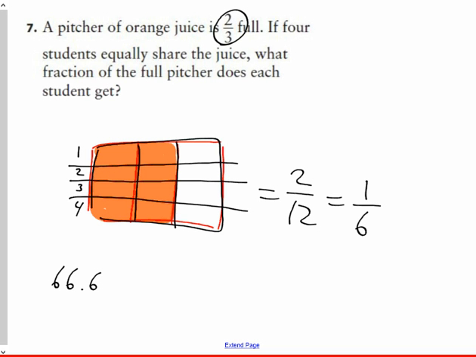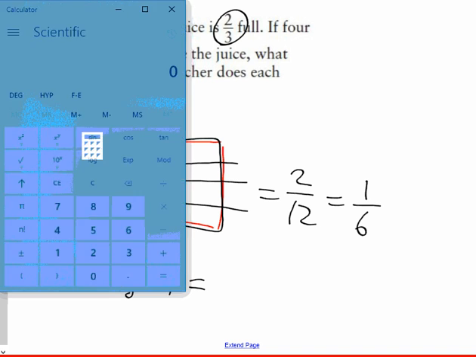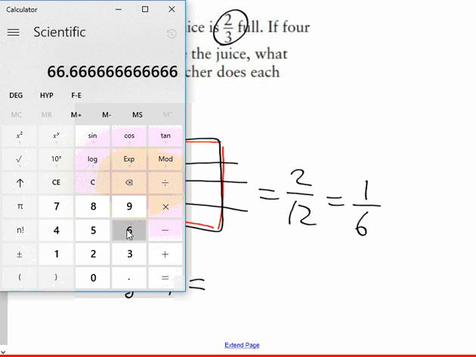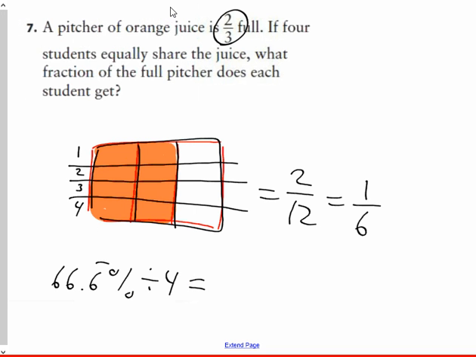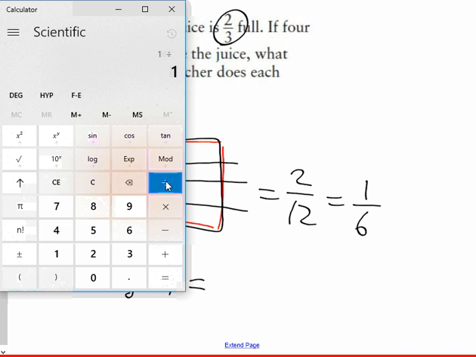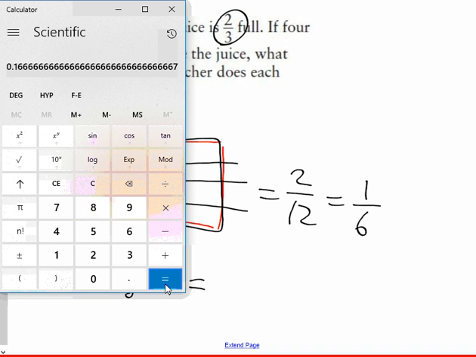66.6 repeating percent, correct? That's how much 2/3 of a pitcher is. So we had that percent of a pitcher divided between 4 students. If I check my work, 66.6 repeating percent divided between 4 students means that each person will receive 16.6 repeating percent of the pitcher. If that's true, then 1/6 should be that same number, right? 1/6 is 16.6%.